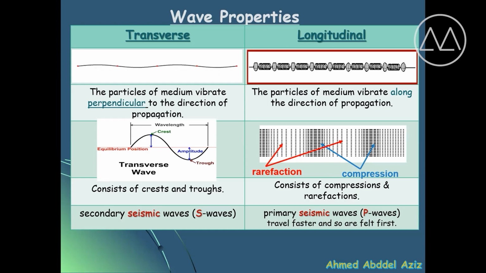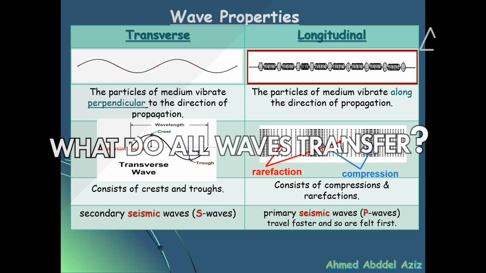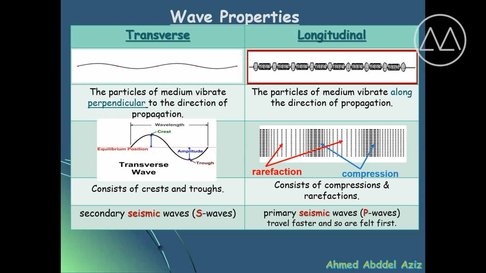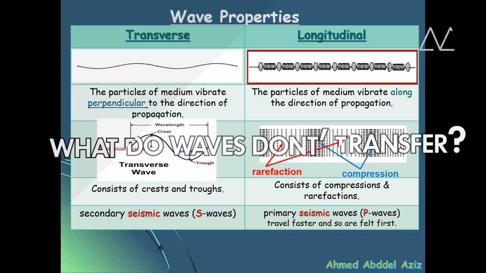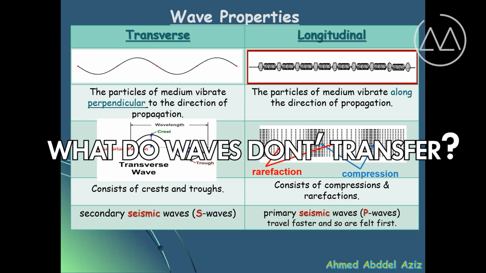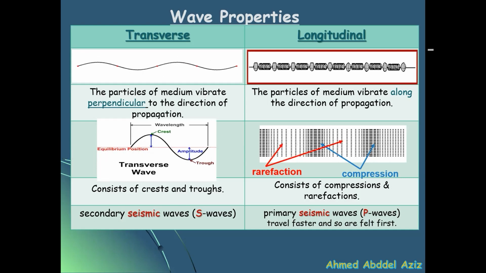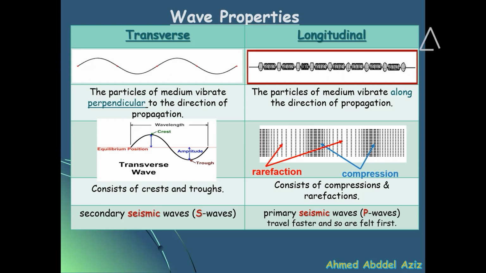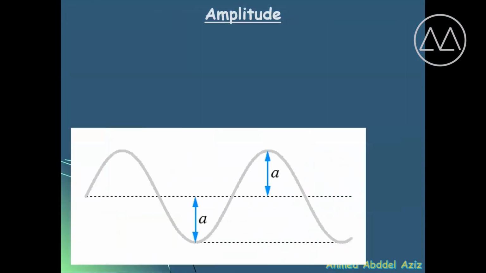Now we have a question. What do all waves transfer? The answer is energy. The second question is, what do waves not transfer? It's the medium or the particles. Medium or particles return to their original position in mechanical waves, and in electromagnetic waves, a medium is not necessary at all. Here we have something called amplitude.